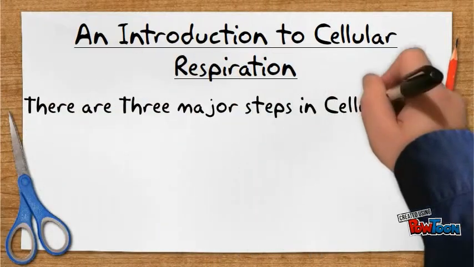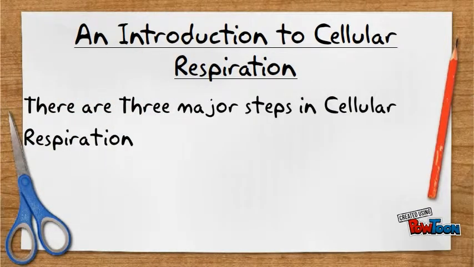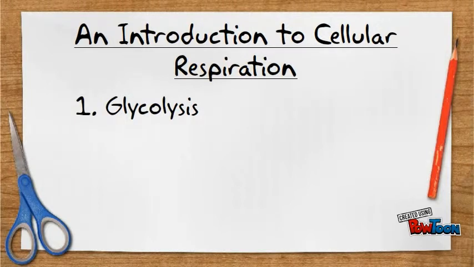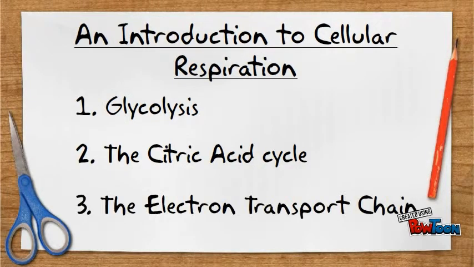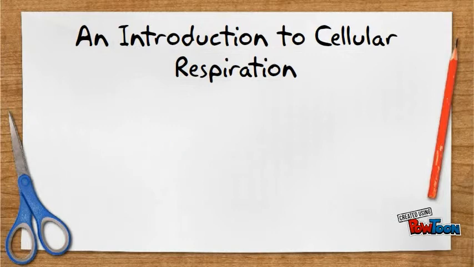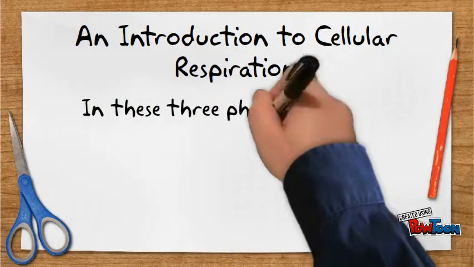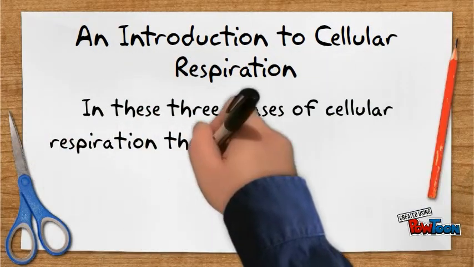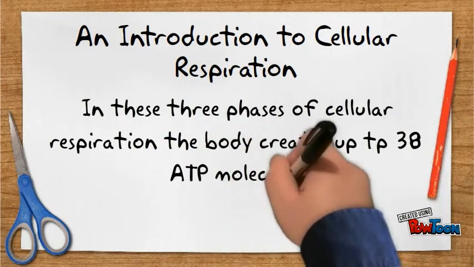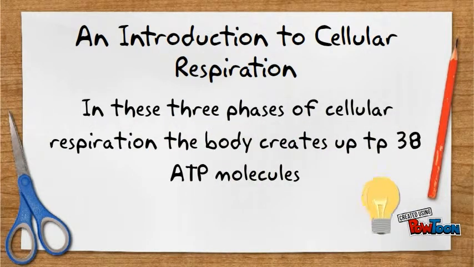There are three major steps in the process of cellular respiration. These include glycolysis, the citric acid cycle, and the electron transport chain. In these three phases of cellular respiration, the body creates up to 38 ATP molecules, which it uses for energy.